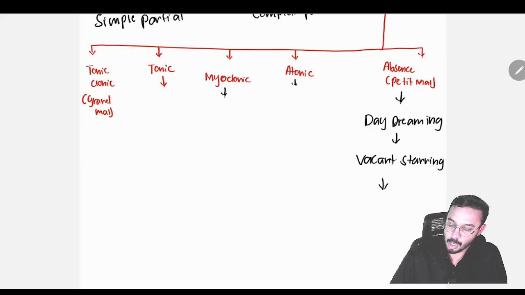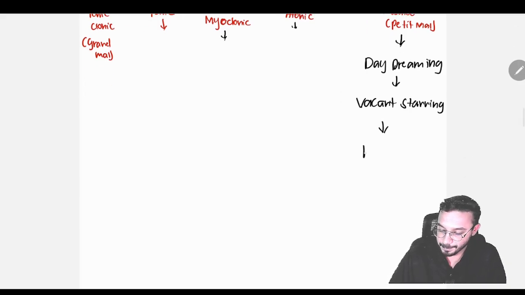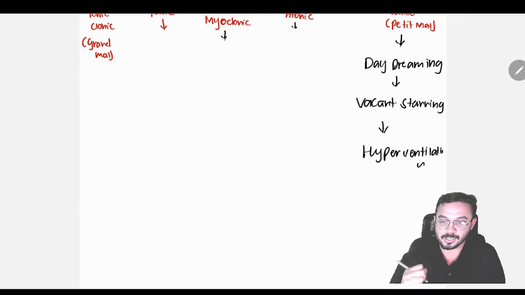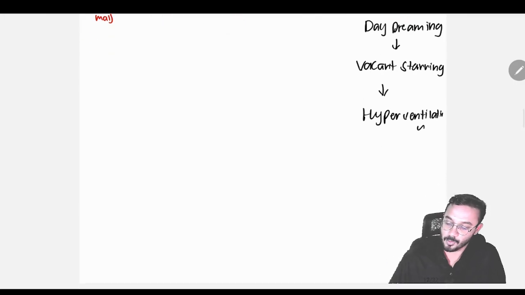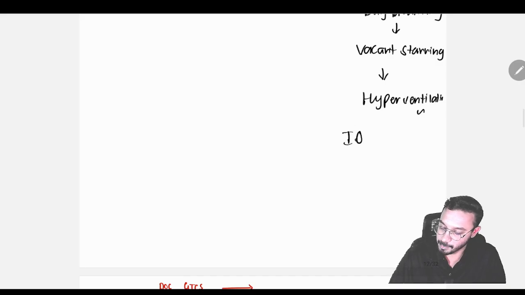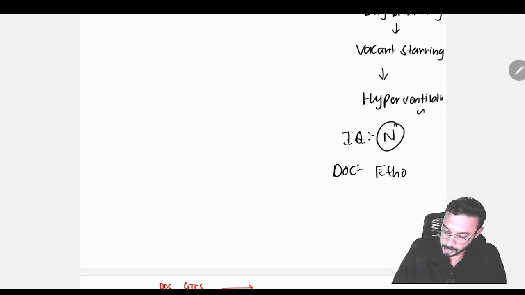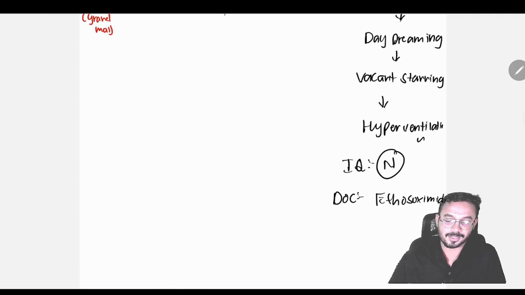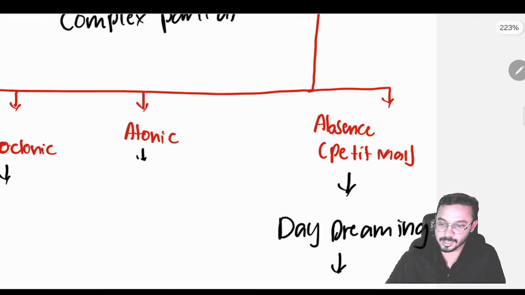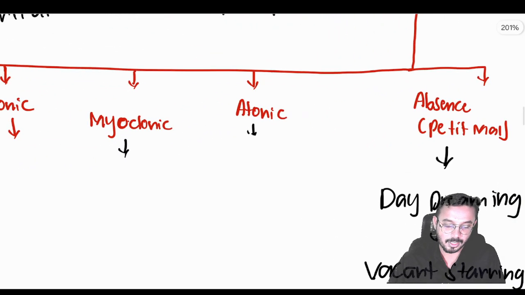All these are precipitated by hyperventilation. If the child is hyperventilated, you will get this absence. It is also known as petit mal seizure. What about the IQ in this patient? IQ is normal. The drug of choice is ethosuximide. Ethosuximide is the drug of choice for absence seizure, also known as petit mal seizure.